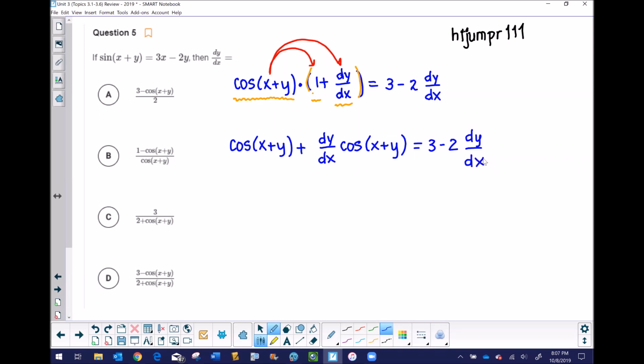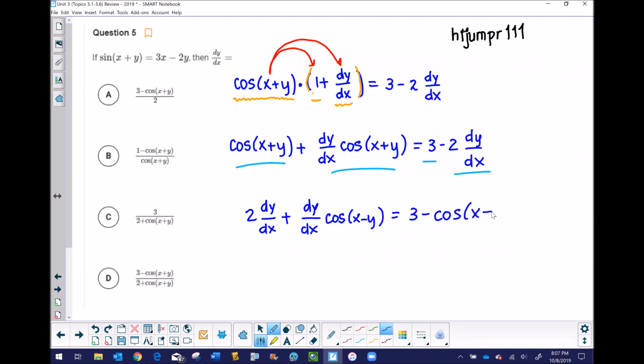And I think we're now at a point where we can get the dy dx's together. If you count, there are now 4 terms in the problem, right? Terms are separated by pluses and minuses. So I'm going to add the 2 dy over dx over to the right, and subtract the cosine of x plus y to the left. Did I say x plus y? Yep, this should be a plus, you guys. That should be a plus.